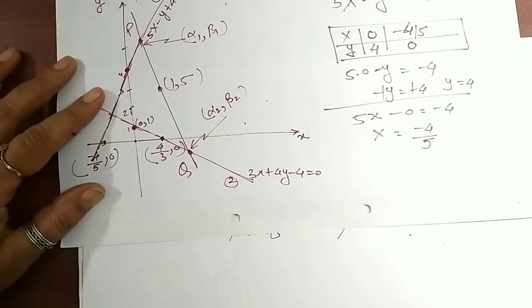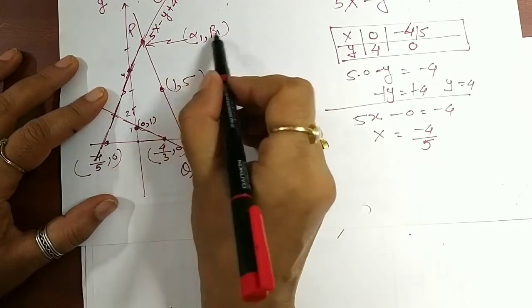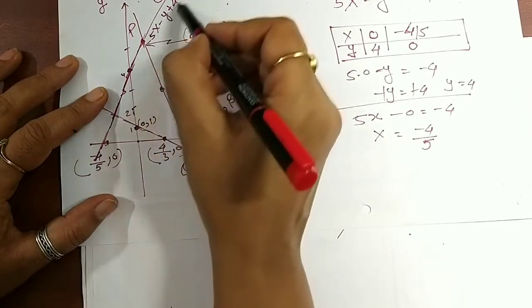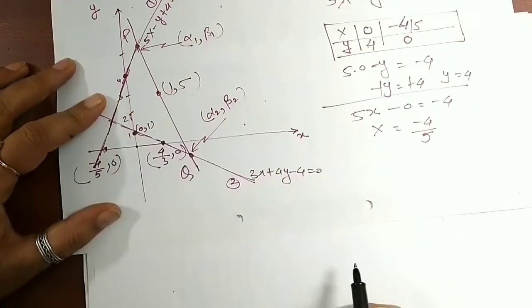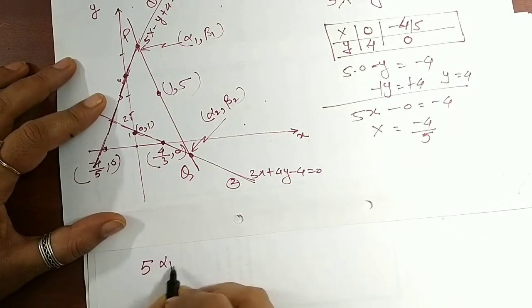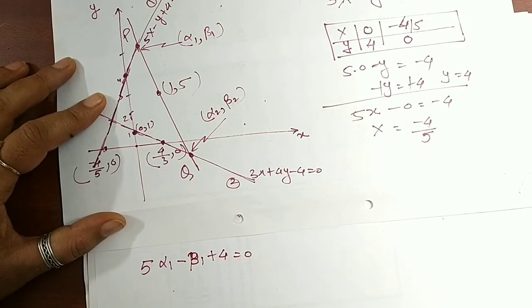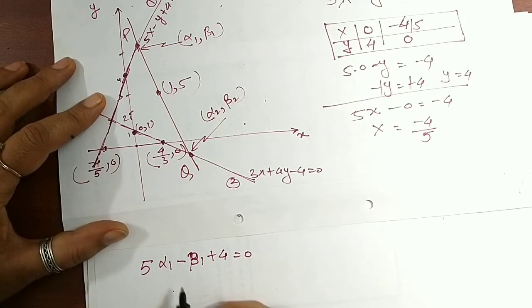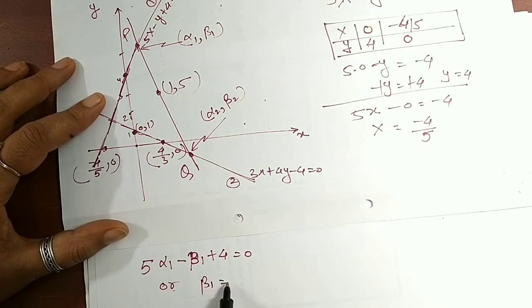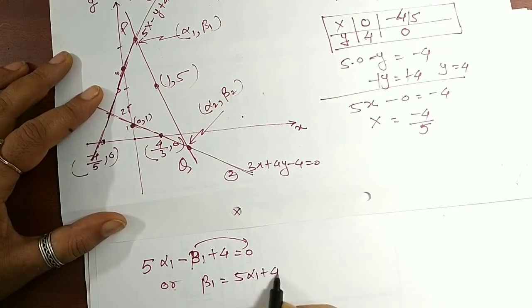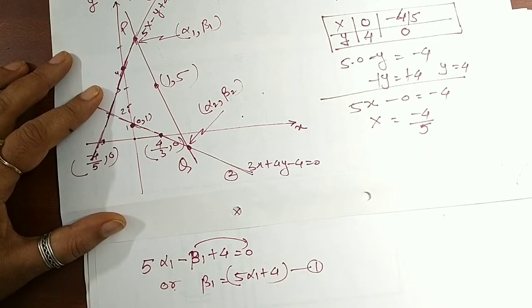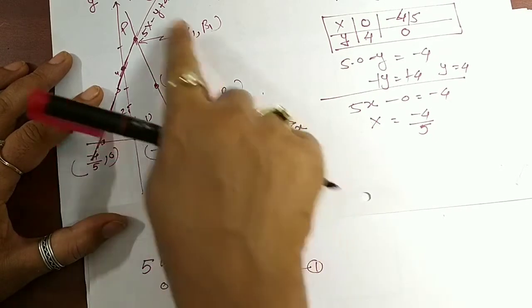First thing I can see clearly, guys, is that alpha 1 and beta 1 is present on this line, right? So this will satisfy this equation. So let me write down 5 alpha 1 minus beta 1 plus 4 is 0. Or I can write beta 1 is 5 alpha 1 plus 4. This is my first equation I got by putting it here.